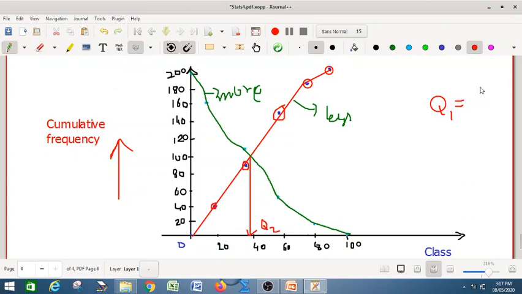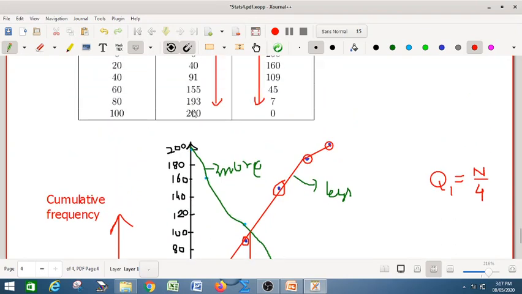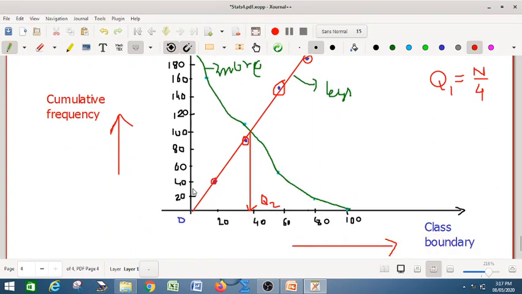Now suppose you want to calculate Q1. Q1 is n by 4. Your n is 200, so n by 4 is 50. Suppose this is your n by 4. You draw the line until it intersects the curve. You draw the line with a blue line until it intersects the curve. It intersects the curve here. This is your Q1.